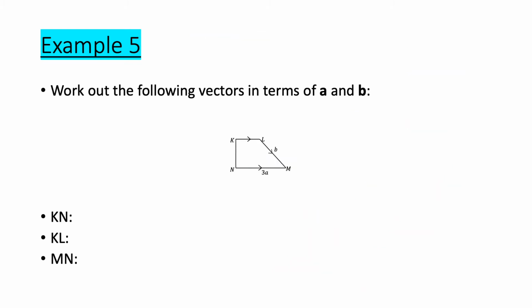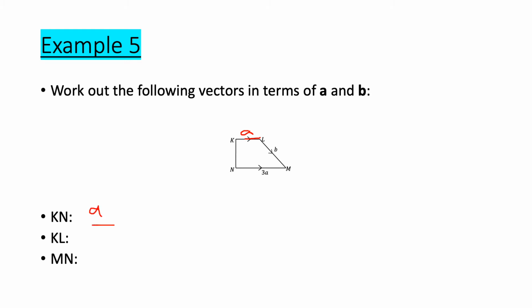Right, guys, example number 5. So write out the vectors, okay, for A and B. So we're going to work out KN, KL, and then MN. Okay, so nice and easy. So KL should actually be given. So I think KL, from the question, is actually just a vector A. Okay, so the answer is going to just be A for that one.